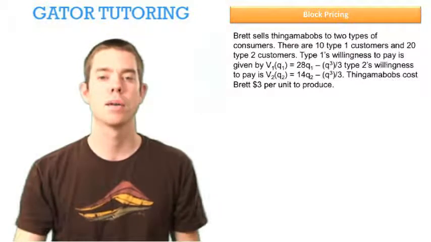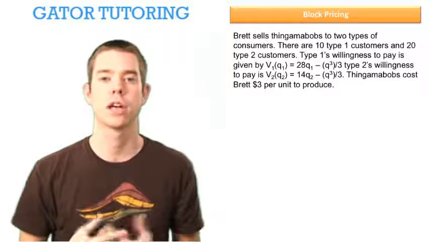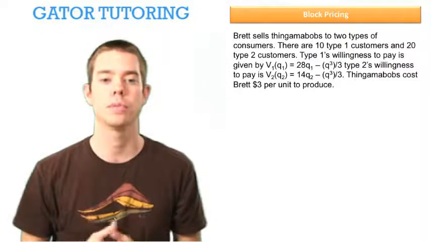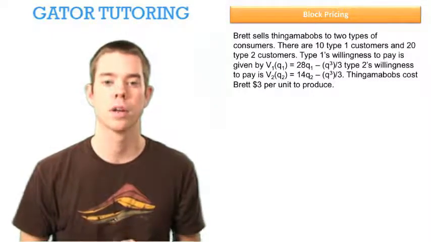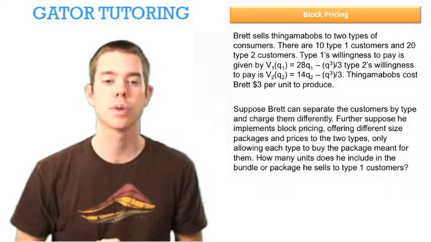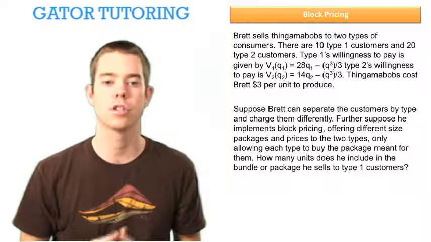Brett sells thingamabobs to two types of consumers. It tells us there's 10 type 1 customers and 20 type 2 customers, and then it gives us the value function for each customer. Thingamabobs cost Brett $3 per unit to produce. Suppose Brett can separate the customers by type and charge them differently.